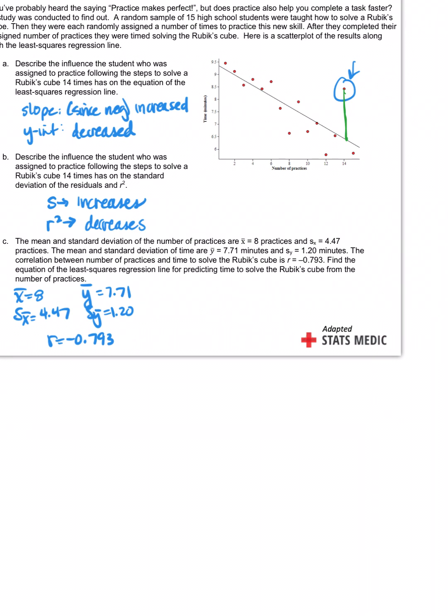So using those values and the equations that are given, remember we know that b is equal to r times s of y over s of x. So we're going to just plug and chug here. Negative 0.793 times 1.20 over 4.47, and I get negative 0.213. That is the slope of my line.